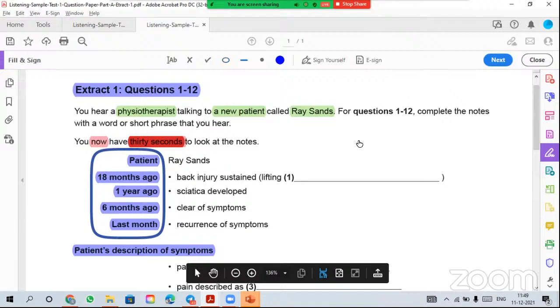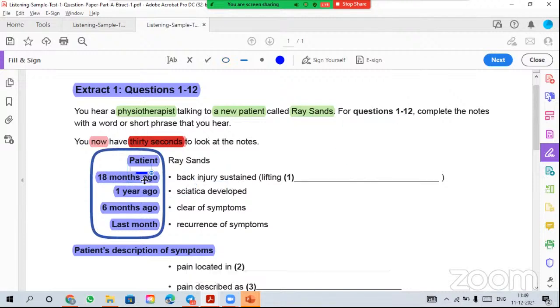Next one is the word which talks about the past: ago. How do you know that this is past? Ago.